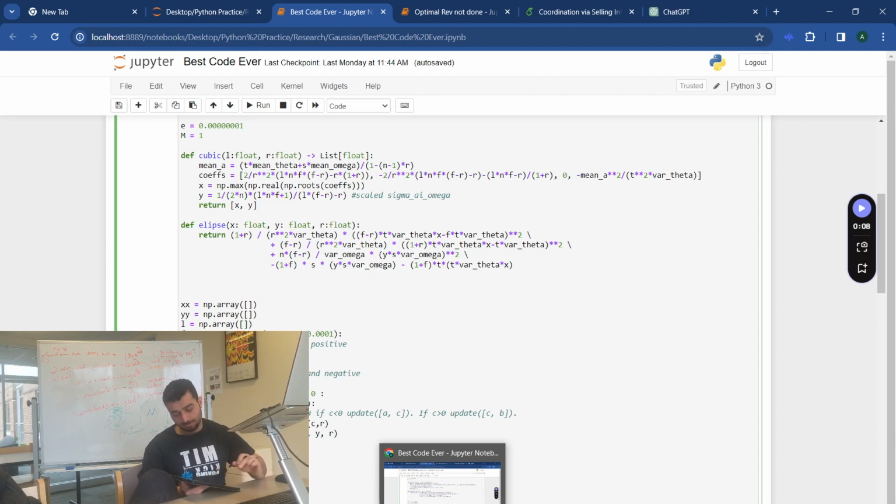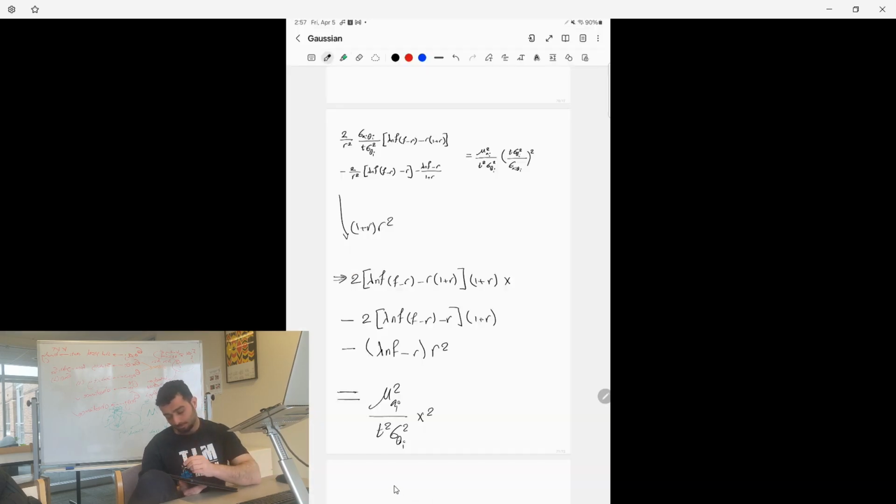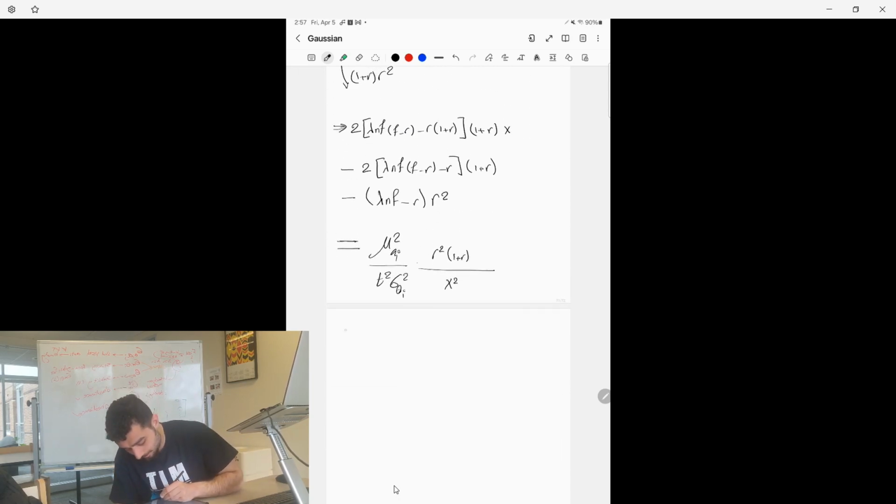Oh, what about the rest? Over x squared, by the way. Thanks for reminding me. Mu ai squared over t squared. So it should be r squared, 1 plus r over x squared. So when r is minus 1, what is happening here? R is minus 1, specifically.